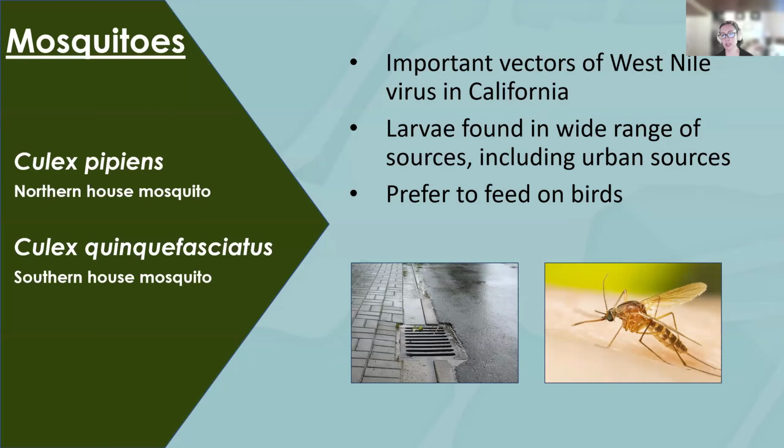Their larvae can also adapt to a wide range of sources, but they're particularly associated with urban sources like stormwater systems, and also very organic sources like sewage water or dairy ponds. Like Culex tarsalis, the adults prefer to feed on birds if they're available, but will also bite people. In areas of California that are more urban, like large parts of Southern California and the coast, these are considered the most important West Nile virus vectors.